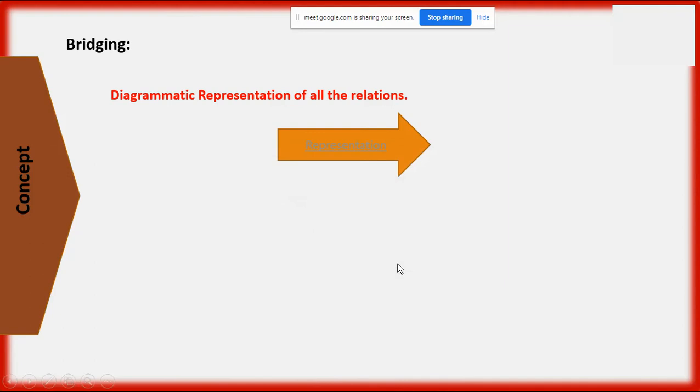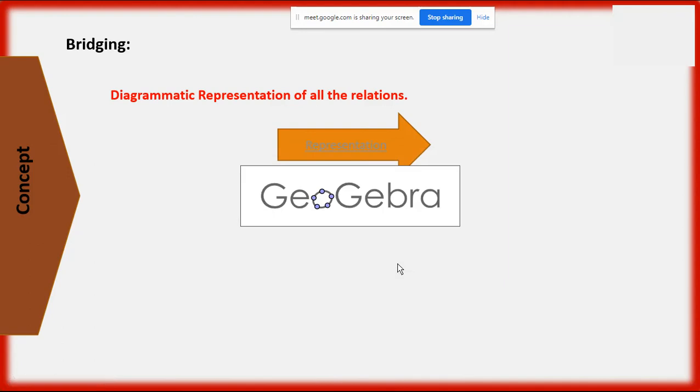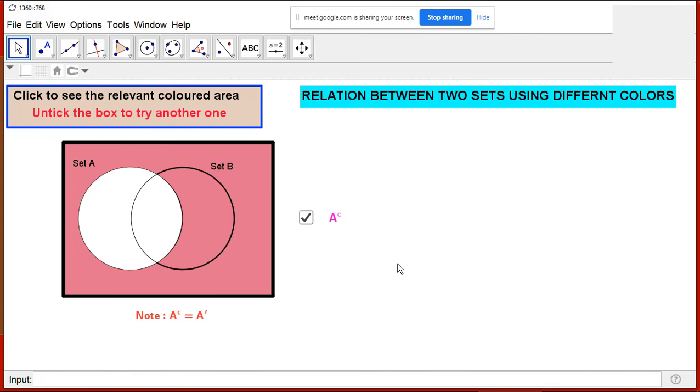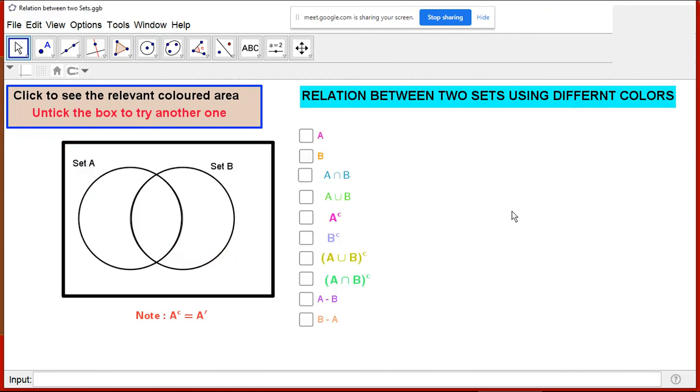Now A union B complement, dear students. There will be A union B complement as well. So A union B complement is this. Now the next, A intersection B complement. You can observe: except the intersection part, the others are shaded. That means this is A intersection B complement. And this is A minus B, dear students, that we have already discussed just now from the Venn diagram. And then the last one is B minus A.